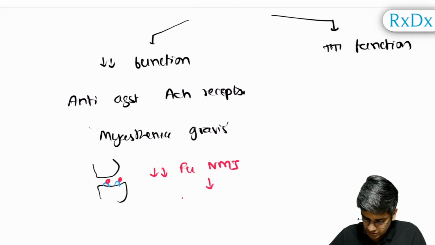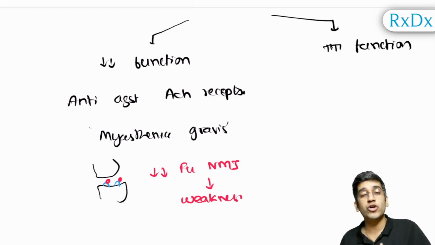NMJ is neuromuscular junction. That causes weakness in the muscles. I don't destroy the receptor there. That's why when I give a drug, removing the blockage, it still can function, right?